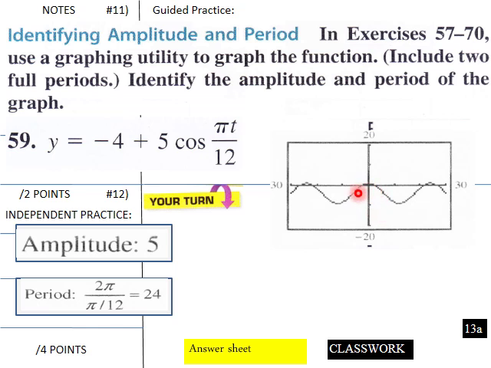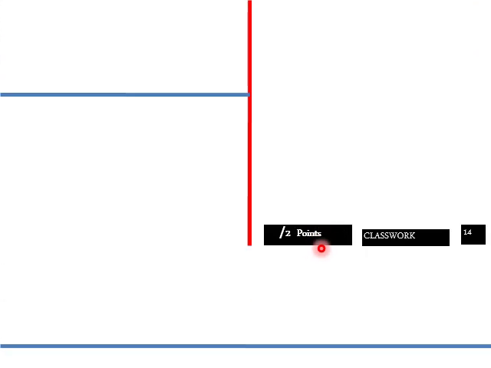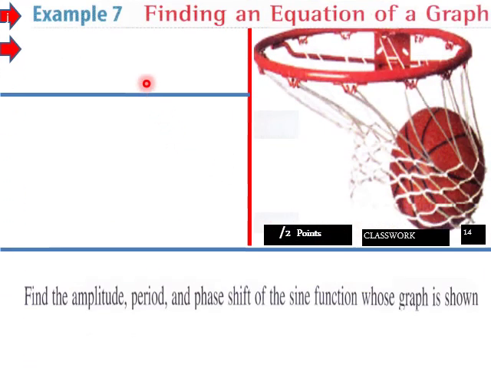So up here, our max would be positive 1, and then our min would be negative 9. The center line there would be negative 4, and down here would be our min on that one. Okay, let's try another one.